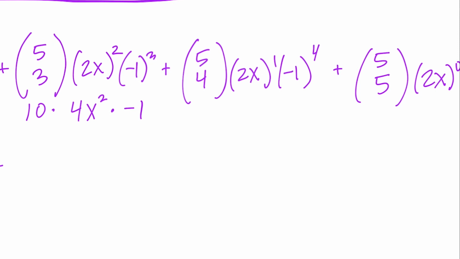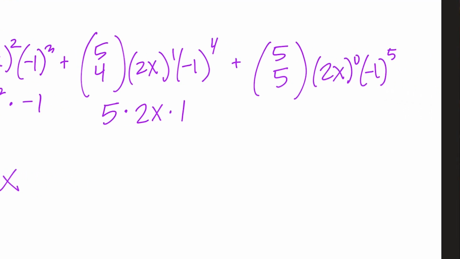And then 5 choose 4 is 5. Then we have times 2x times 1. So that is a plus 10x. And then our final term, 5 choose 5 is 1. 2x to the 0 is 1. And then negative 1 to the fifth is negative 1.